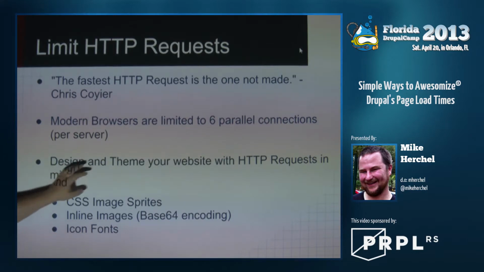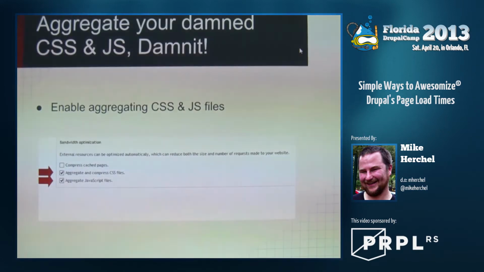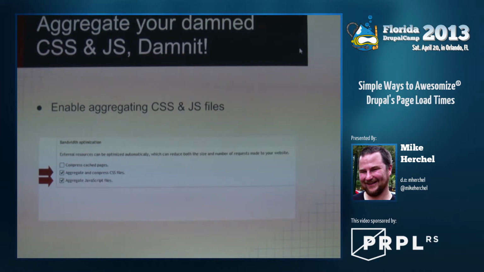You need to design and theme your website with that in mind. When you're in the design process, you need to think about how this is going to affect the front-end performance. And there's a lot of different ways to minimize this type of stuff. There's image sprites, there's inline images, and icon fonts, and a bunch of other stuff, and I'm going to talk about some of that. So number one, aggregate your damn CSS and JavaScript.